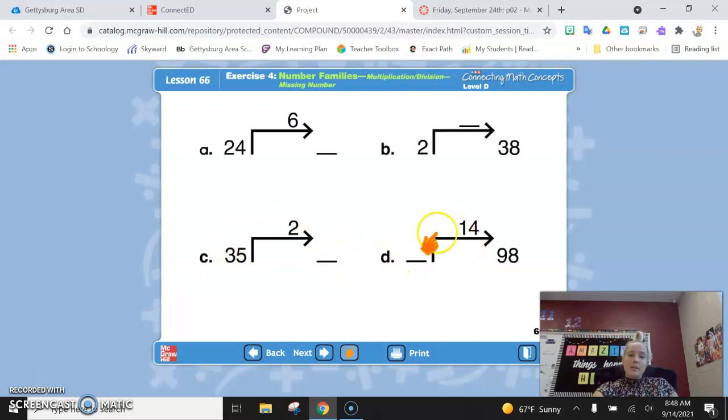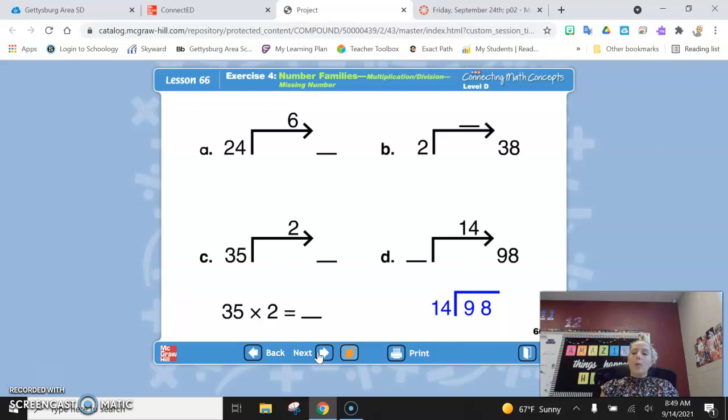D, missing a small number. That means we're getting smaller. Think about what operation we would be doing. And what would the fact be for D? Right, 98 divided by 14 would give us that number. Okay? And they do go through and write some of these down below. Okay, those are the ones we figured out together.